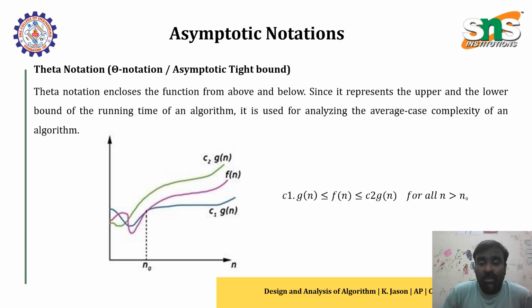So in mathematical representation, c1 of g of n is less than or equal to f of n, which is less than or equal to c2 of g of n. So f of n is the given function, c2 g of n is the upper bound, and c1 g of n is the lower bound. This is theta notation, otherwise called asymptotic tight bound. Tight bound: upper as well as lower.